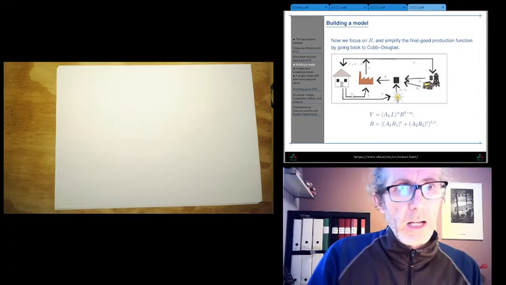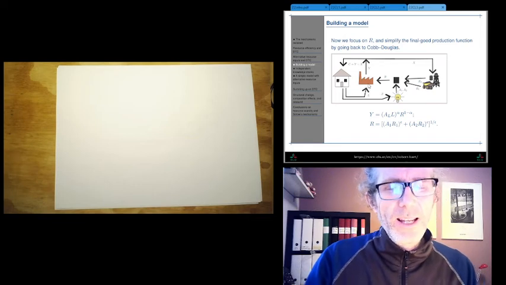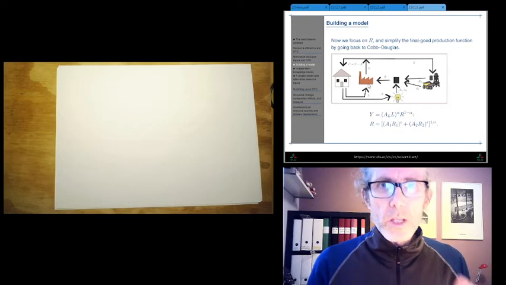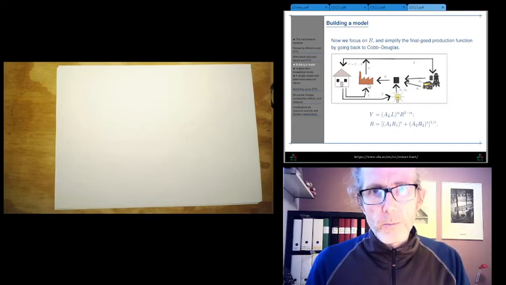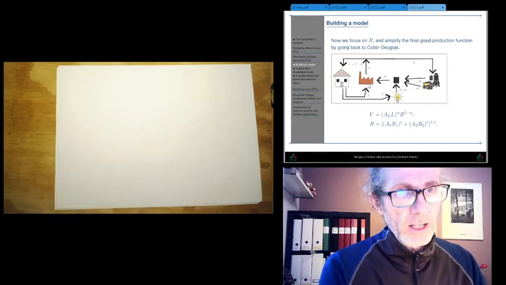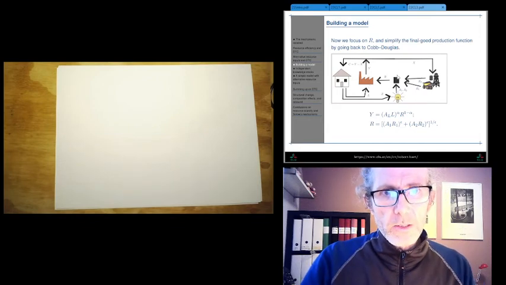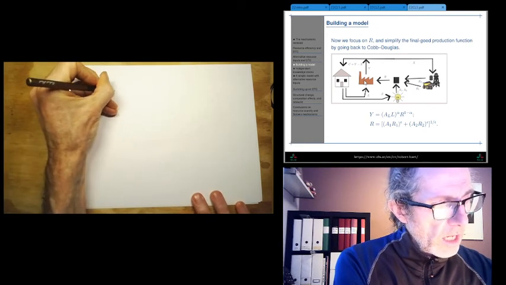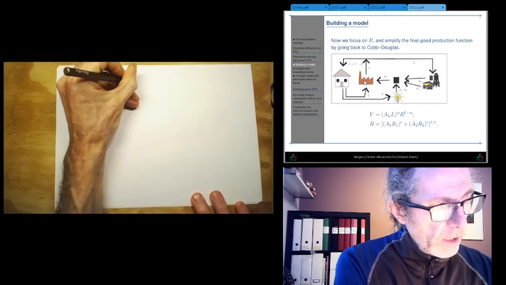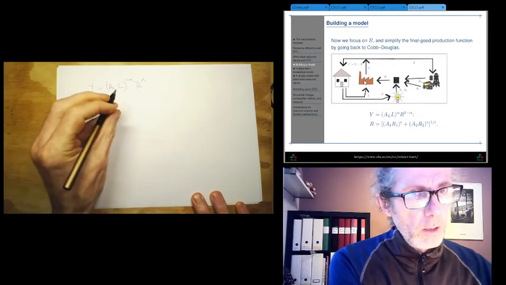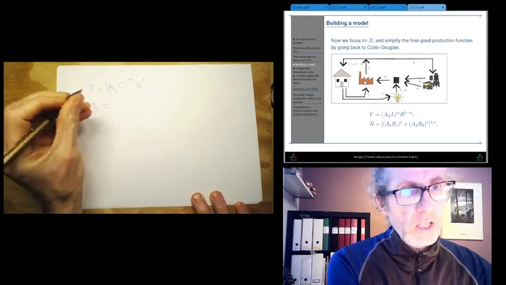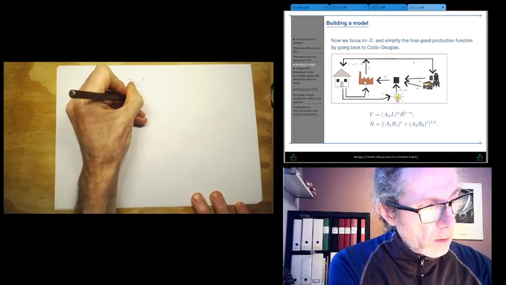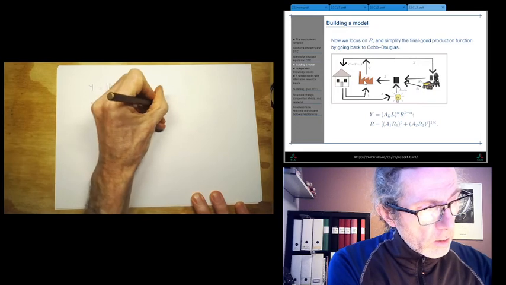And here, for simplicity, we go back to Cobb-Douglas. This is typical for economics, right? We keep things as simple as we can make them, apart from where we really need the complexity. And for this model, we need the complexity here, not here. So we have Y is A_L L^(1 minus alpha) R^alpha, but R is a CES function of R1 and R2.